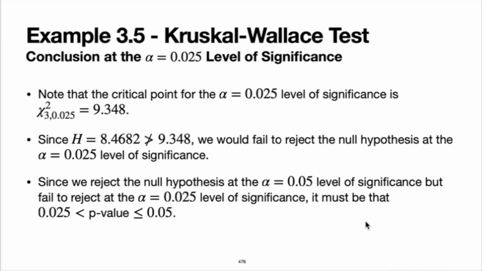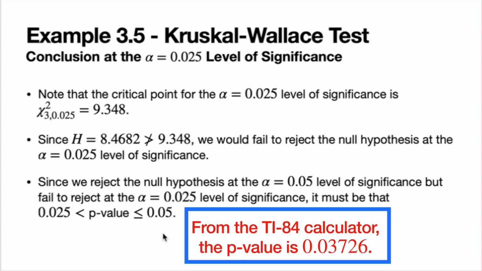Now, since we would reject the null hypothesis at the 0.05 level of significance, but not at the 0.025 level of significance, it must be the case that the p-value is strictly greater than 0.025 and less than or equal to 0.05. So we do have bounds on the p-value, so this constitutes an interval approximation of the actual p-value. So that is the end of this example.